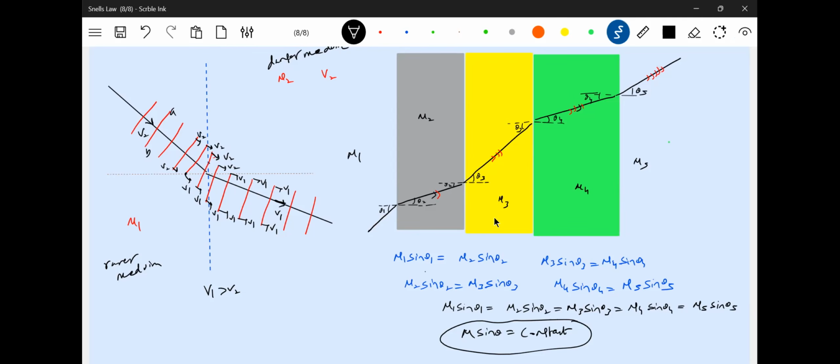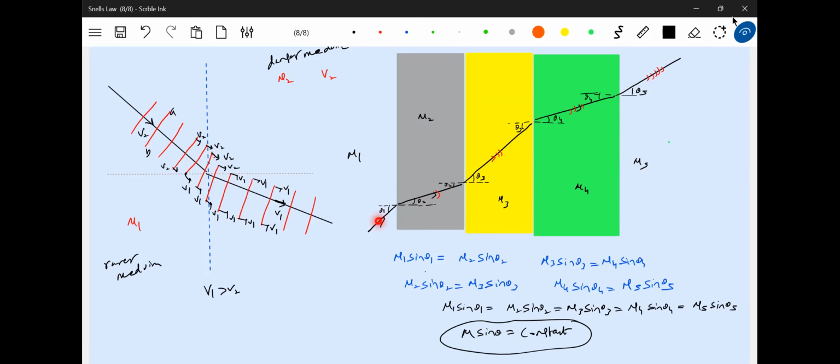There's the incident ray, and there's the refracted ray. Again, this will become the incident ray for the boundary, interface 2 and 3. Now this will become incident, this will be refracted. Now this will become incident, this will be refracted. So like this, the ray will undergo multiple refractions and finally will emerge into the medium phi.